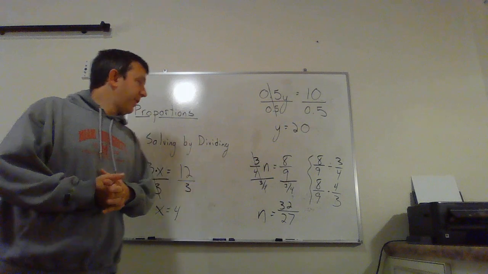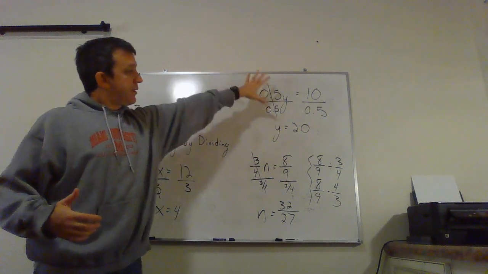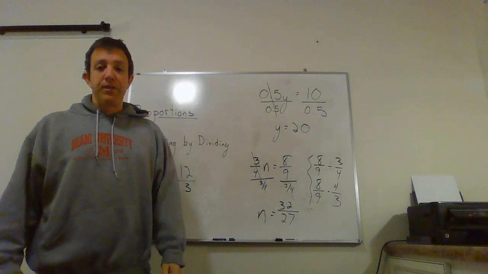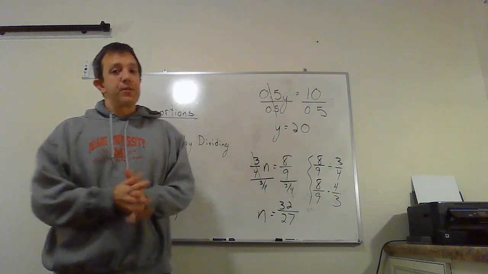So that's how you solve by dividing. You have the easy ones, the decimals, which are really basically the same thing, and then definitely the nastier ones with the fractions. So let's get to those proportions.